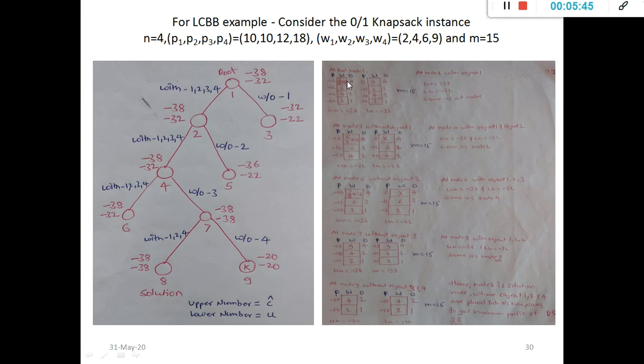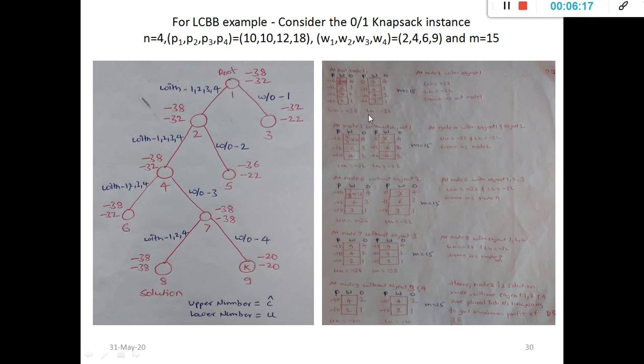Then you have to take the fraction 18, and the remaining space available is only 3 in the knapsack. That's why 3 divided by 9 into 18, and you will get the fraction as minus 6. Then by placing object 1, 2, 3 completely and object 4 partially into the knapsack, you will get the new upper number as the profit: minus 10 plus minus 10 plus minus 12 plus minus 6 is equal to minus 38. This is how to calculate the upper number at root node 1.